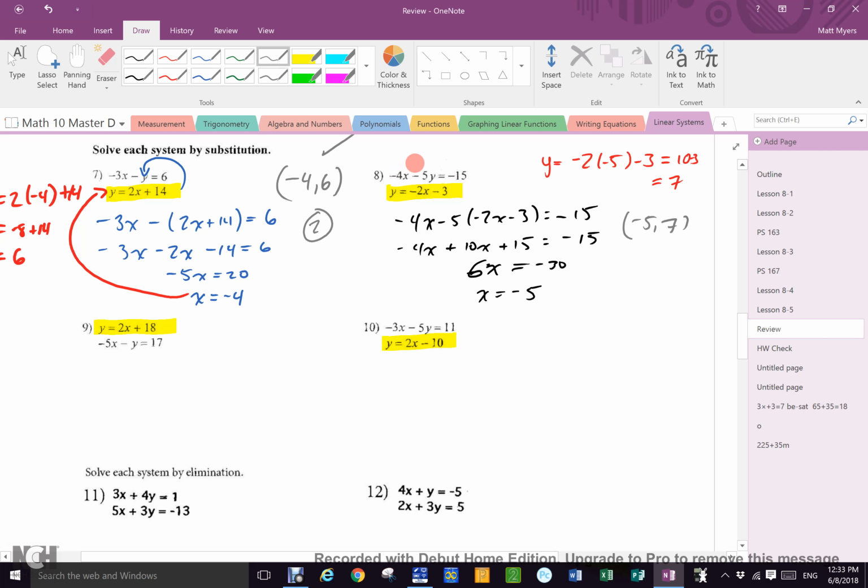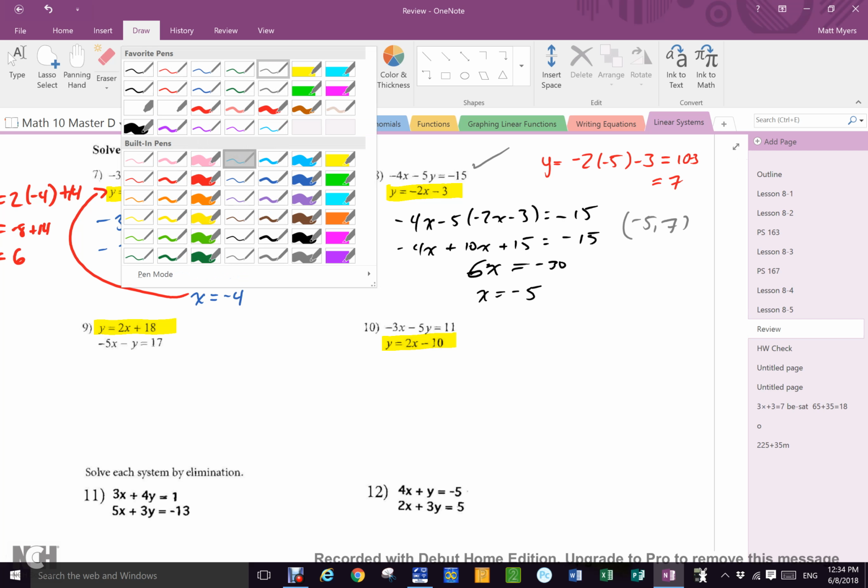Negative 4 times negative 5 is positive 20. Negative 5 times 7 is negative 35. Is 20 minus 35 negative 15? Yes. So did we do it right? Yes. What's it out of? 2. Go to this one.